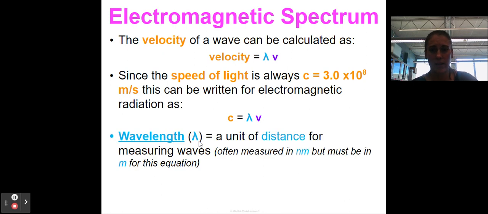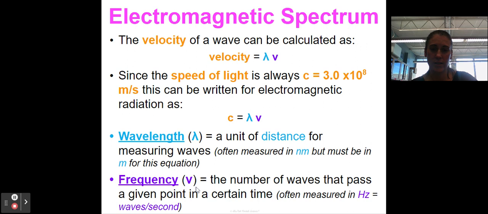Wavelength, again, is the upside down y, which is lambda. This is a unit of distance for measuring waves. We often use nanometers, but when we plug it in, we have to have it in meters, so that the units will cancel with that meters per second.